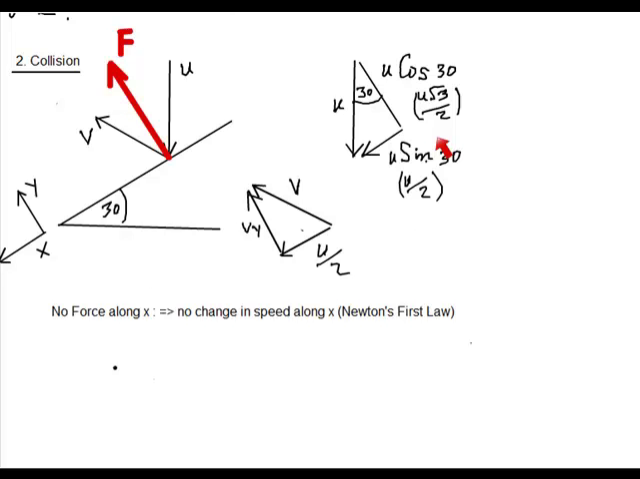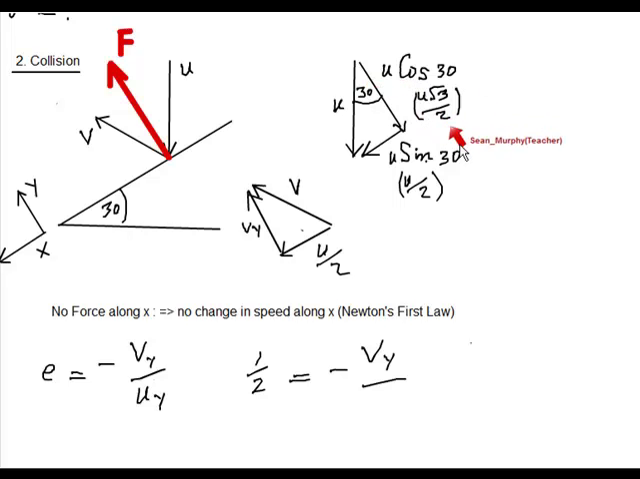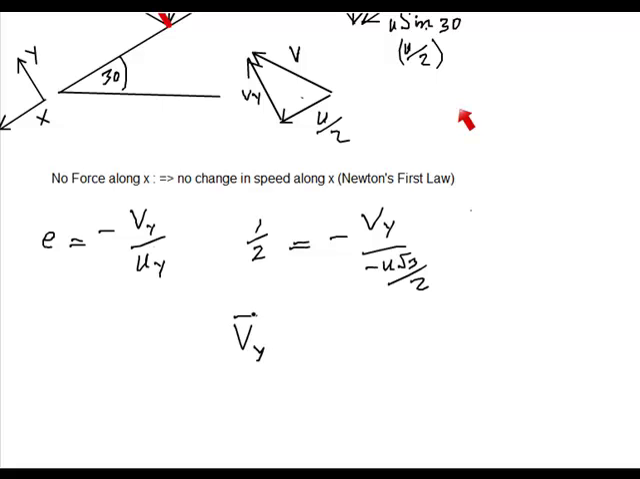That's the components done. Now the last thing we need to do is to apply Newton's experimental law for the collision, and since the only change is along the y-axis, we only have to apply Newton's experimental law along the y-axis. So minus vy over uy. And e is a half, so we get a half is equal to minus vy over uy. And uy is this component here. Be careful with the arrow again. It's in the minus y direction, so it's minus u root 3 over 2. Now those minuses cancel, and we get the result that vy is equal to a half times u root 3 over 2, which is u root 3 over 4.